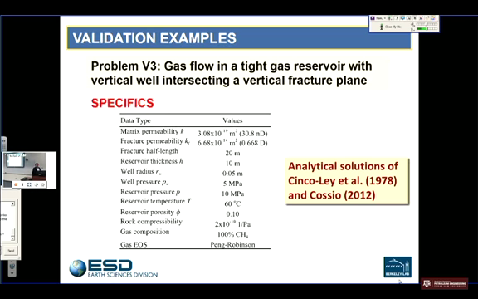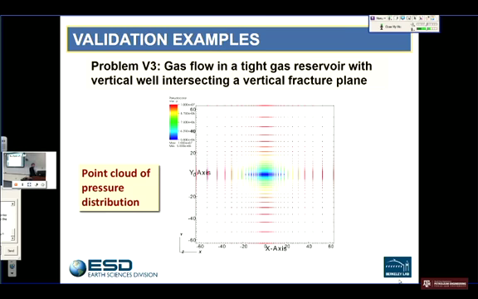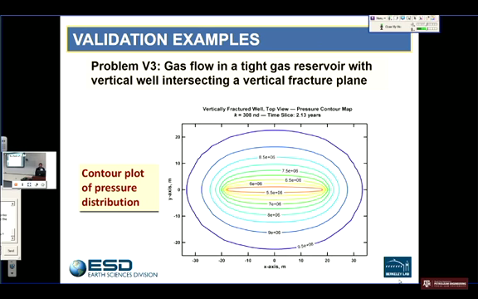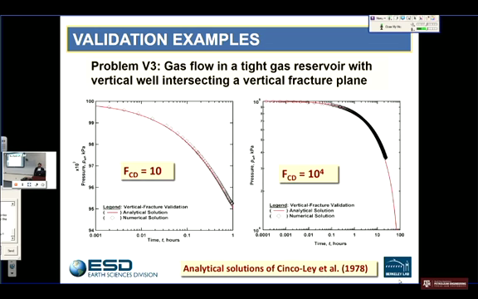So what happens if we have a tight gas reservoir with a vertical well intersecting the vertical fracture plane? That's beginning to get more interesting. Fortunately, there is an analytical solution of Cinco-Ley, 1978, and then Cossiot in 2012. Here, this is what you see in terms of point cloud pressure distribution. And this is the contour plot of the pressure distribution around the system. And this is the comparison between the analytical solution and the numerical solution for two vastly different sets of properties. So we are pretty happy. We have a very good solution over here.